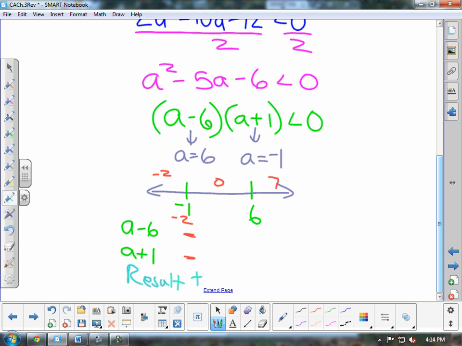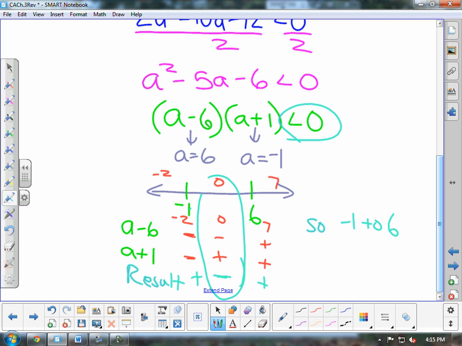At 0, this is going to be negative, this is going to be positive, which makes your result negative. And at 7, you're going to have a positive and a positive, which makes your result positive. And since we're supposed to be less than 0, that would be this interval, from negative 1 to positive 6. That would be your answer. You should write it like that, or you can put it on a number line.